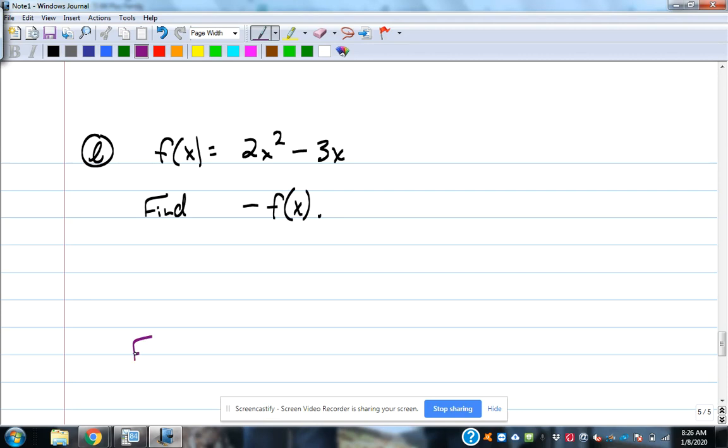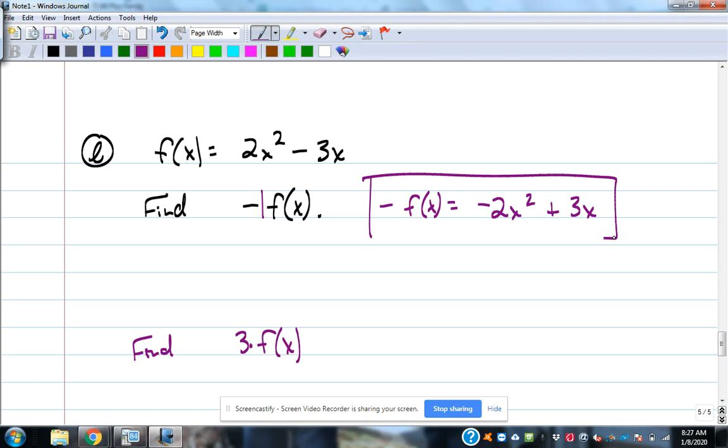Well, what if they did this? Find 3 f of x. What would that mean? Not divide the whole thing by 3. You're going to multiply it all by 3. So up here, you're going to multiply it all by -1. So negative f of x, it just changes the sign of everybody. So that'd be -2x squared plus 3x.